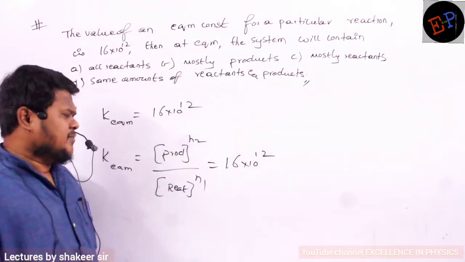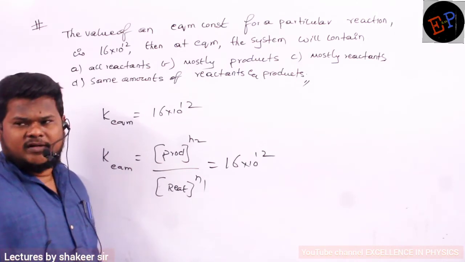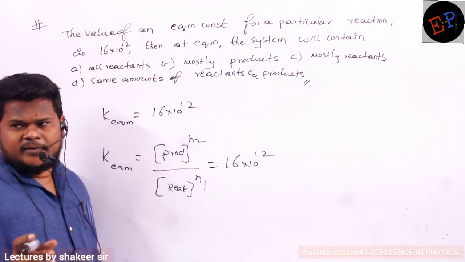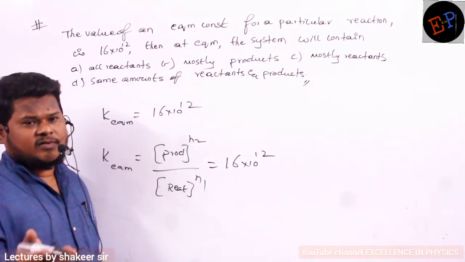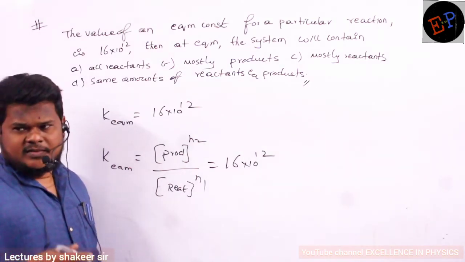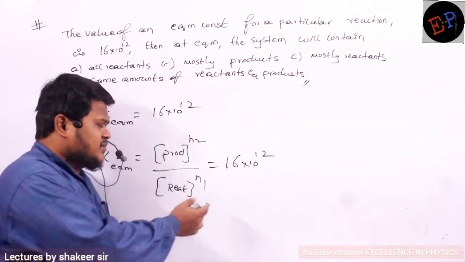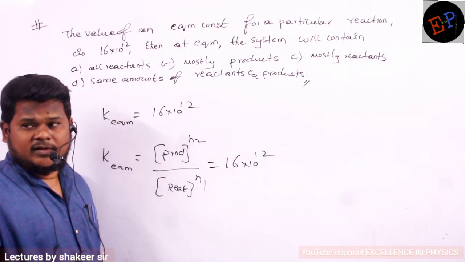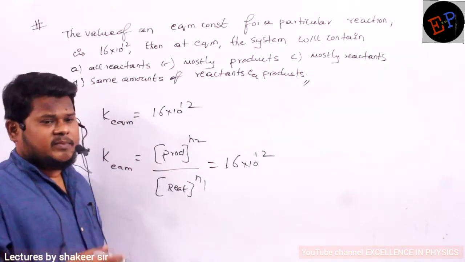Now we have solved many problems on Kp and Kc, no? All the values were 2, 2.5, 4, 2.85. These were the values which we got. But here see what is the K value I got? 16 into 10 power 12. Is it a big value or a very small value? Very, very big value, no?